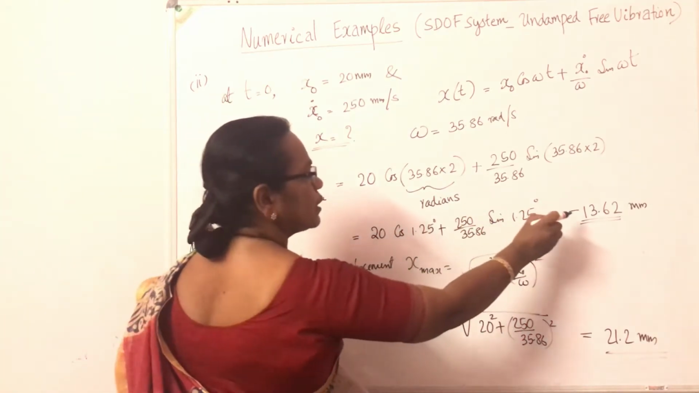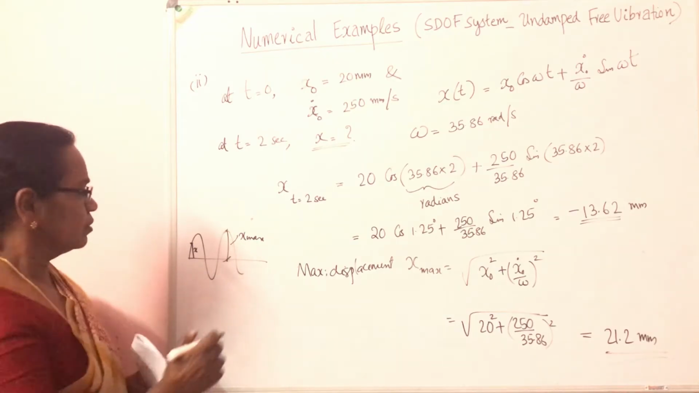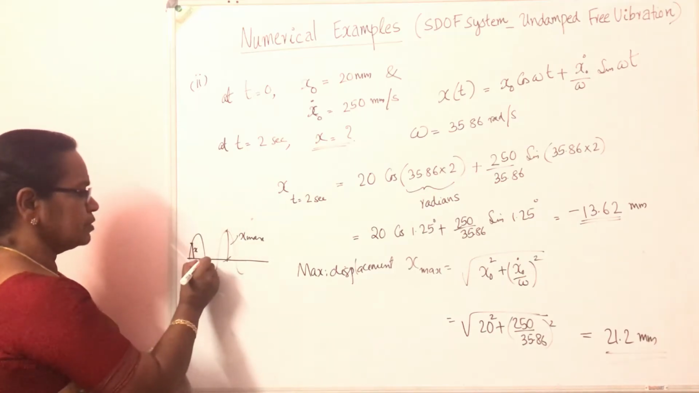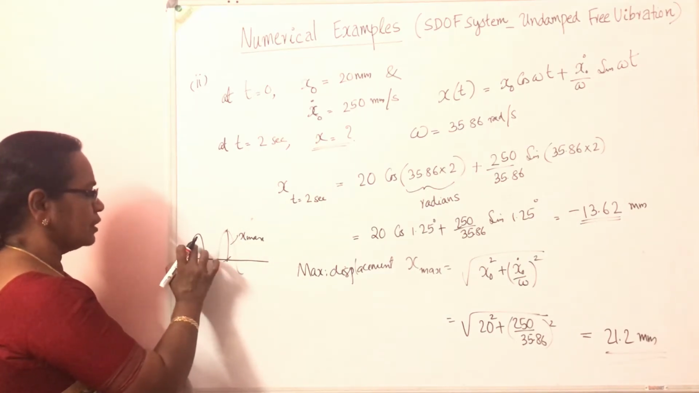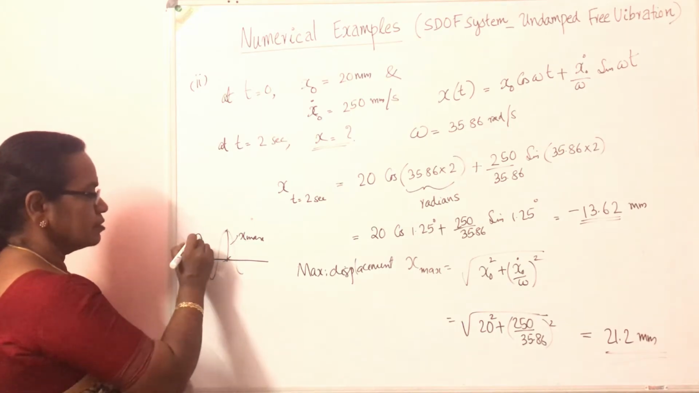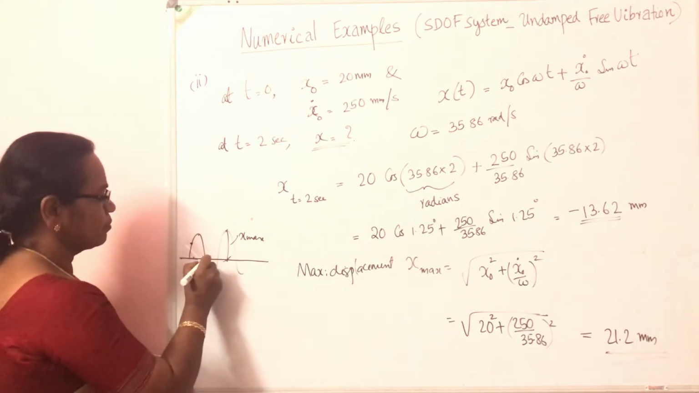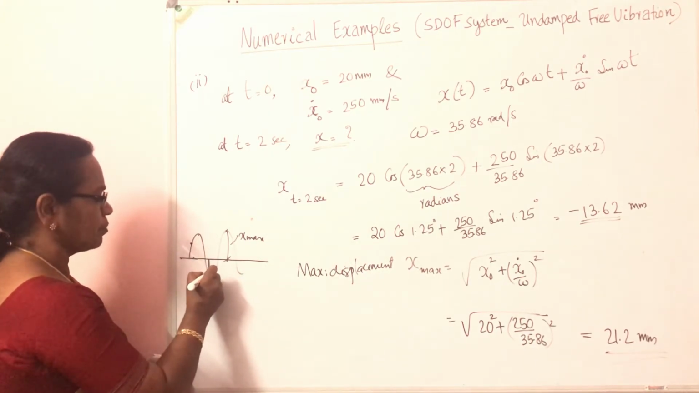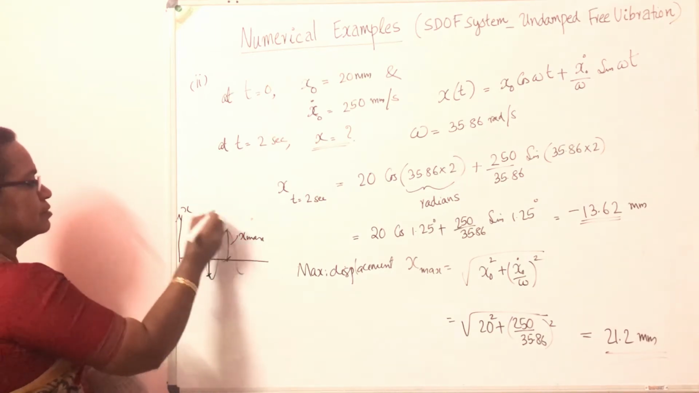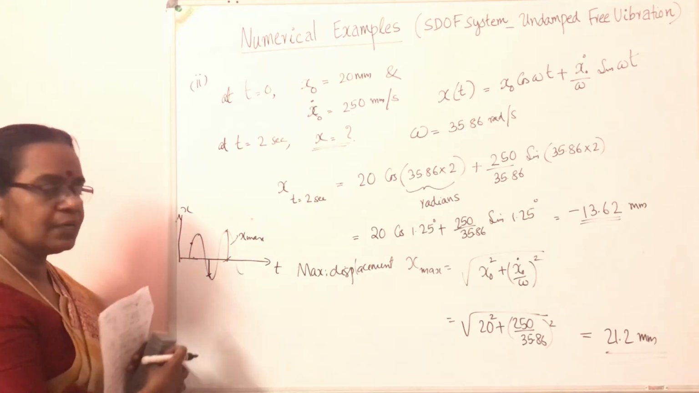So what is the significance of this? At t is equal to 2 seconds, the displacement is minus 13.62. Minus means that if this is the mean position, then at 2 seconds the body is below the mean position. The displacement from the mean position is 13.62. If we plot it in a graph, x versus t, the body will be below the mean position.